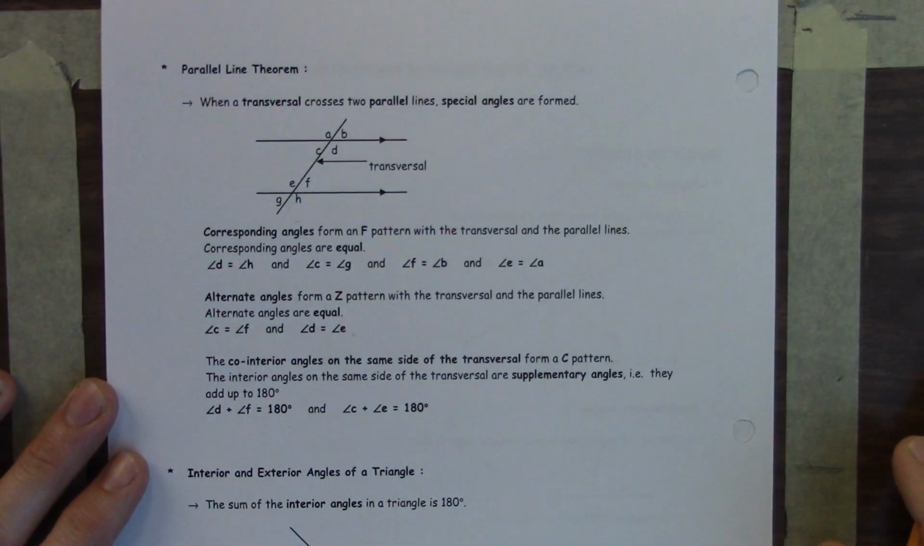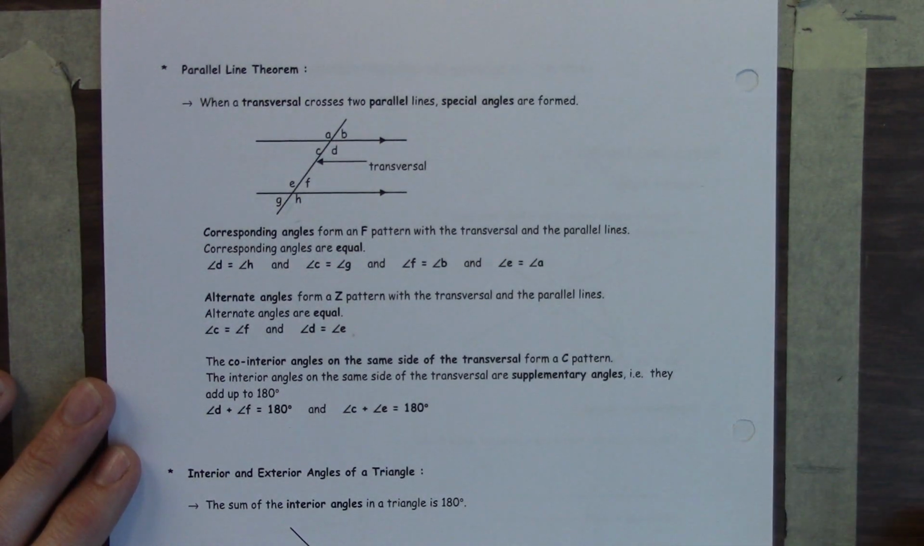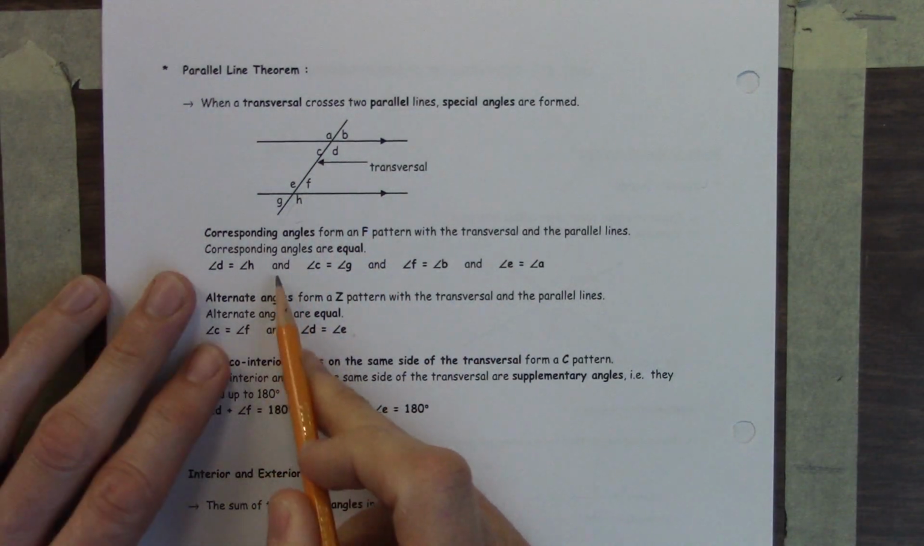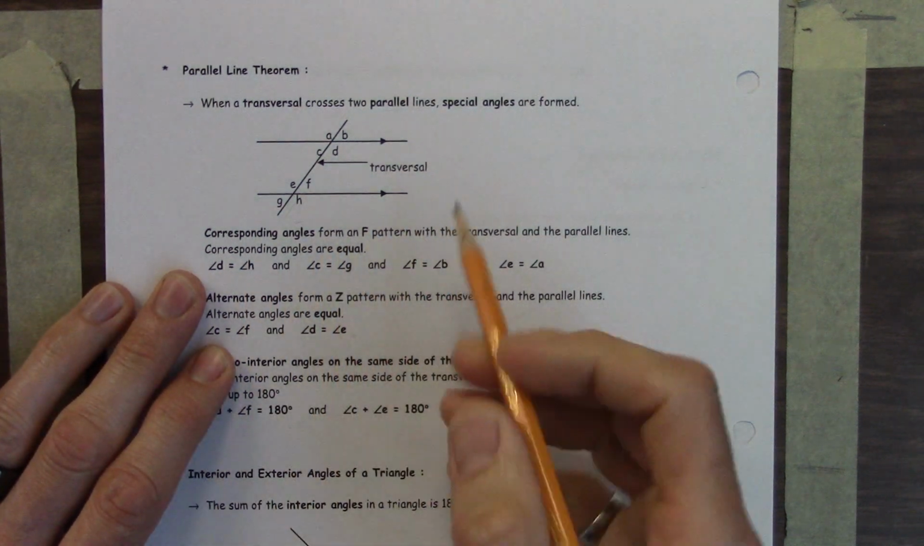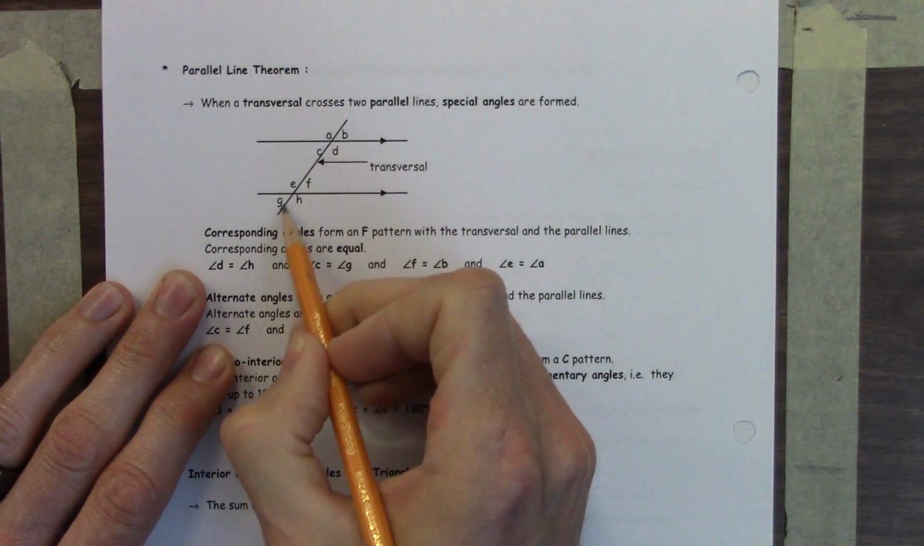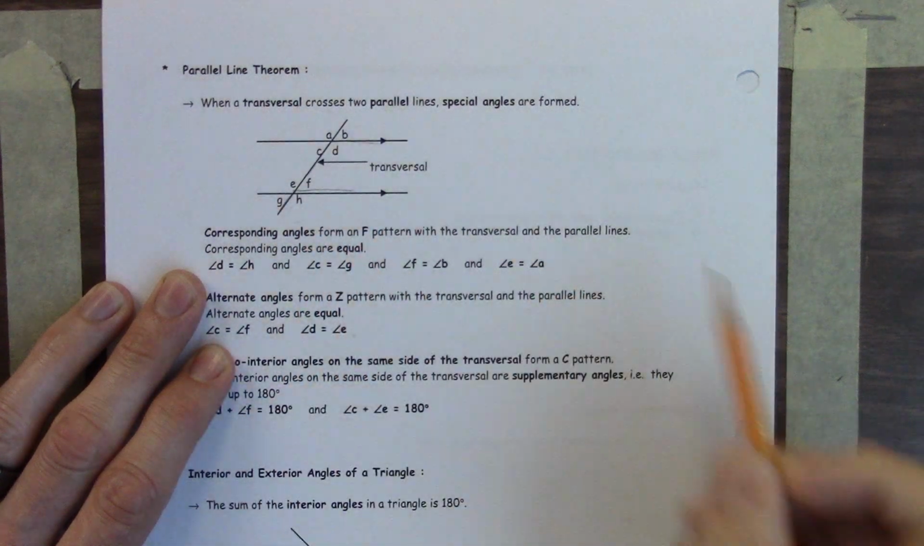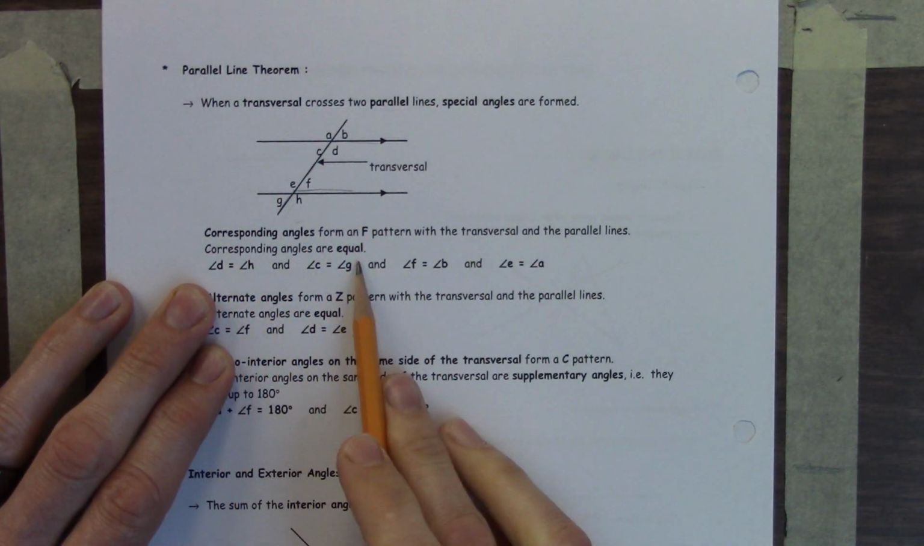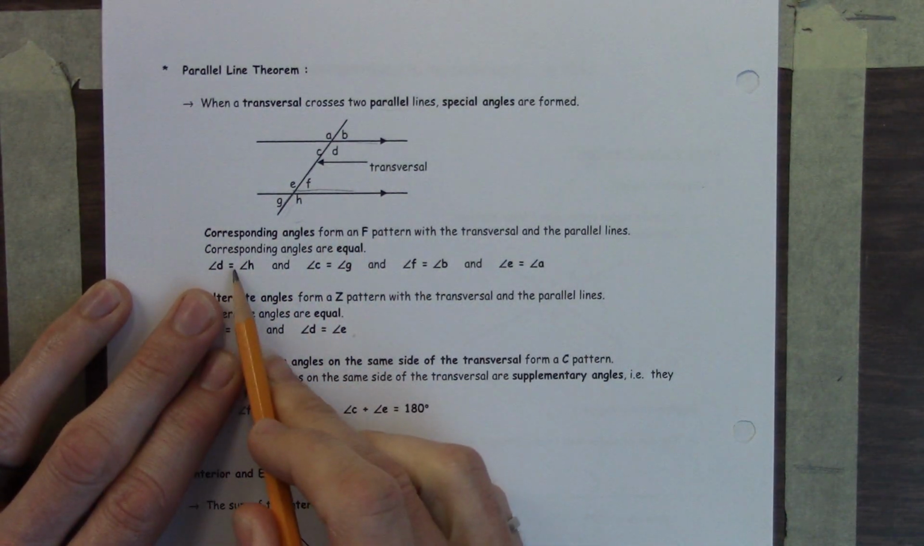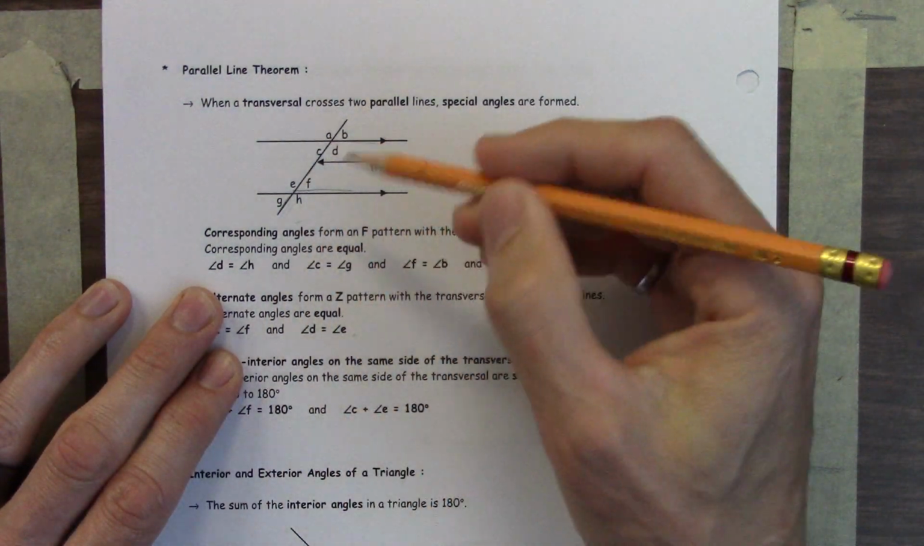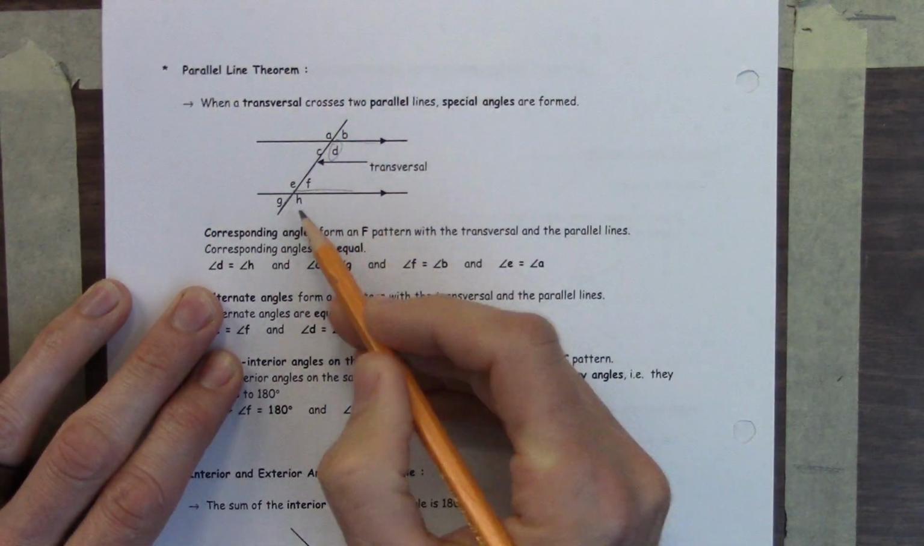You guys have learned this as well, right? Like F pattern, C pattern, okay? Good. So we're just going to review those quickly. So the corresponding angles form an F pattern. So the F pattern is this, okay, where the corresponding angles are equal. So angle D is equal to angle H. Angle D, this angle, is equal to angle H.